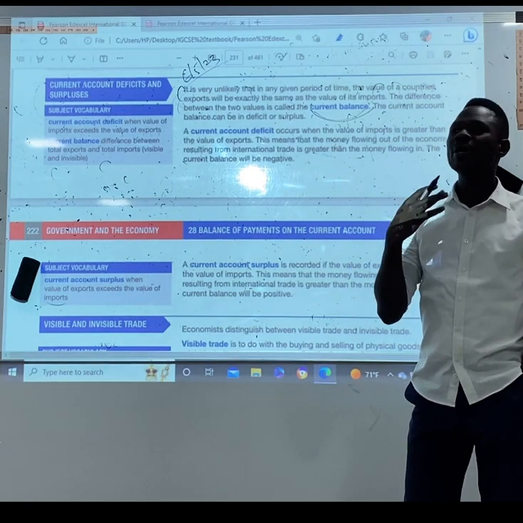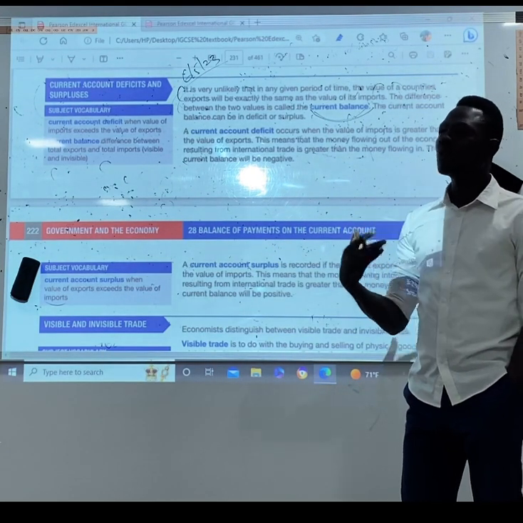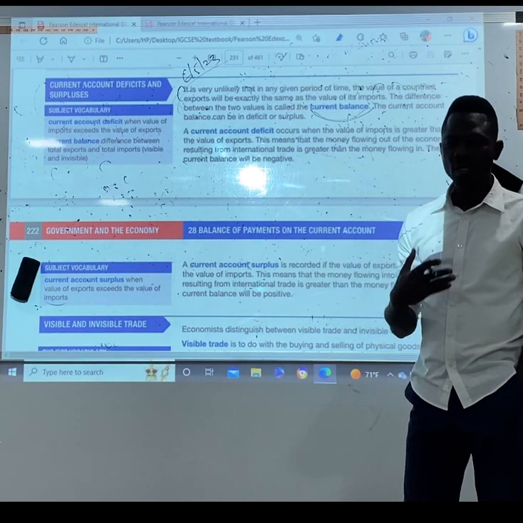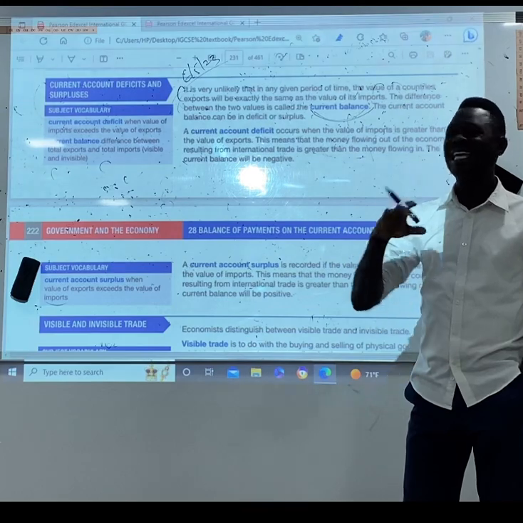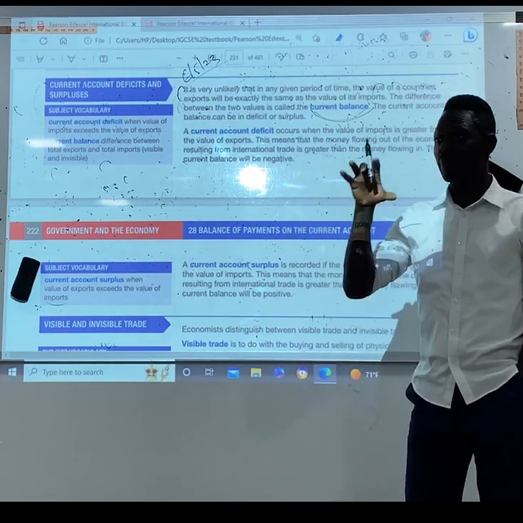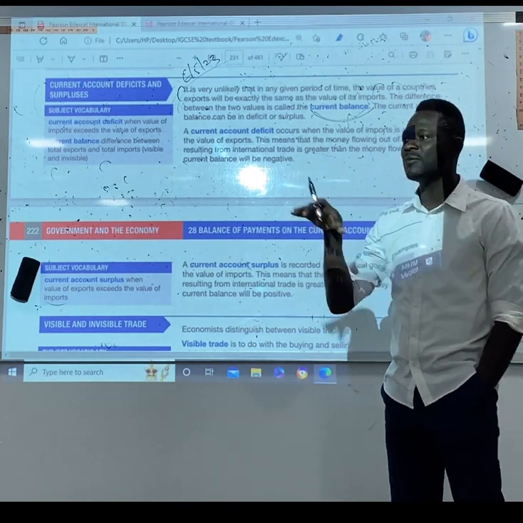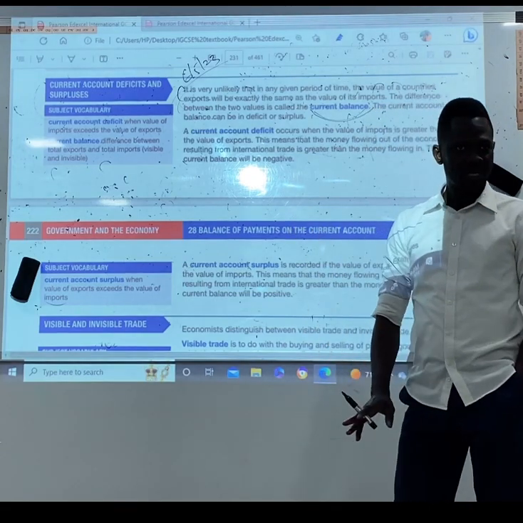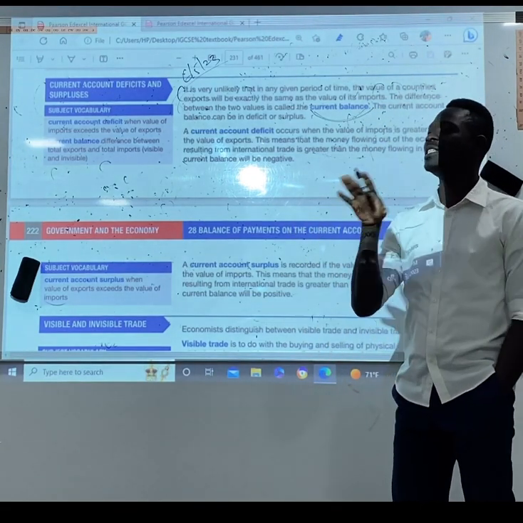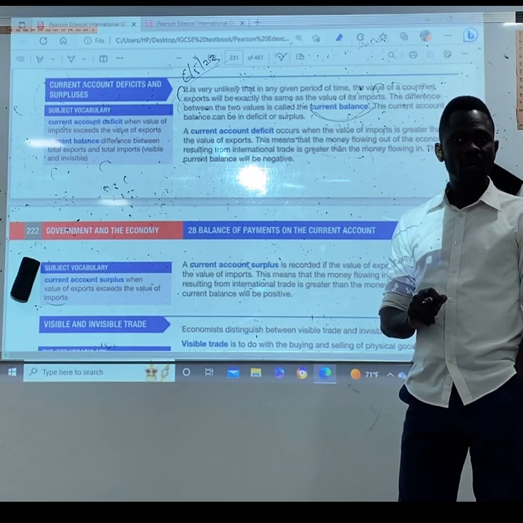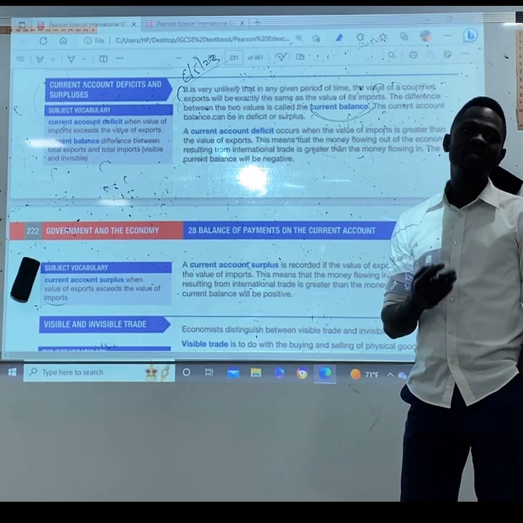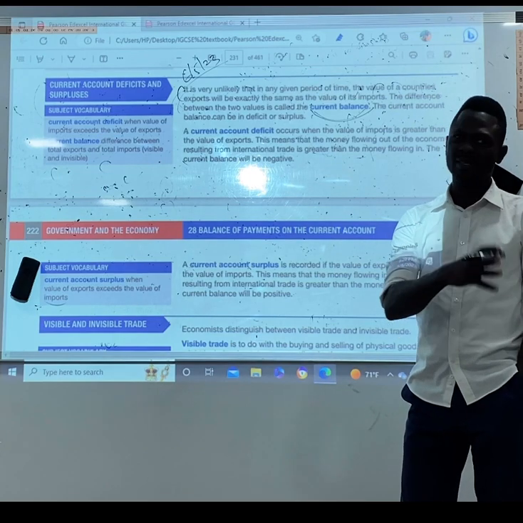Why do we call it current account deficit? Why do we call it current account surplus? We call it current account deficit whenever our import exceeds our export. That means the value of imports exceeds the value of exports. That means our current account is in deficit. Do you get the point? The economy of the country is weak.